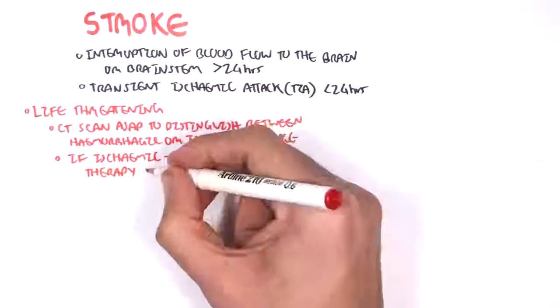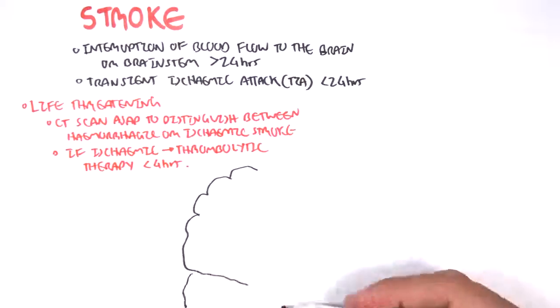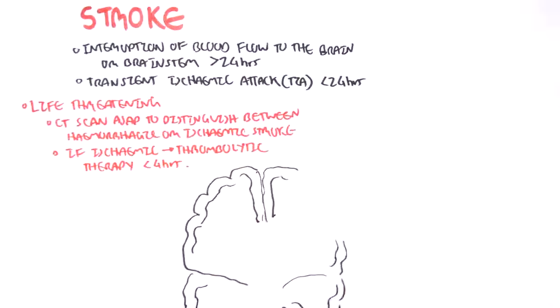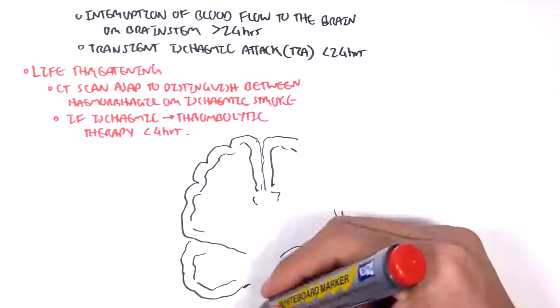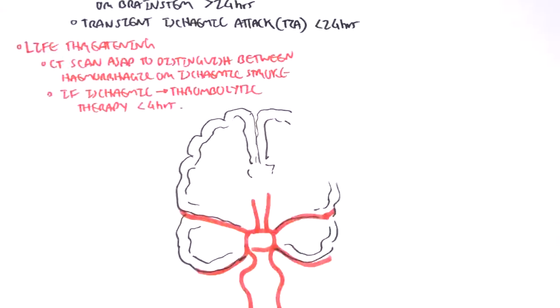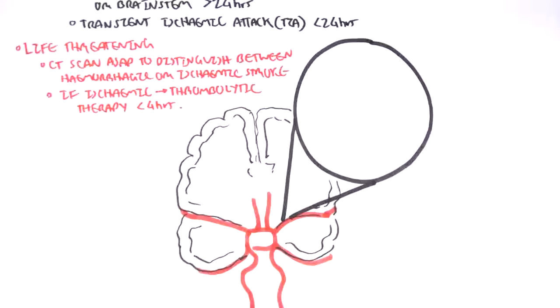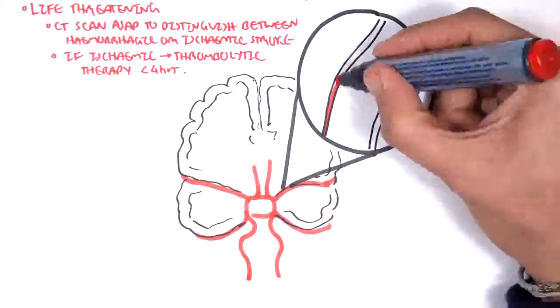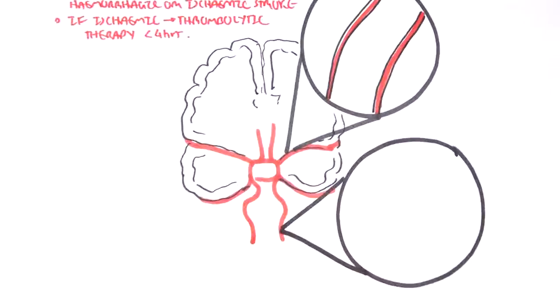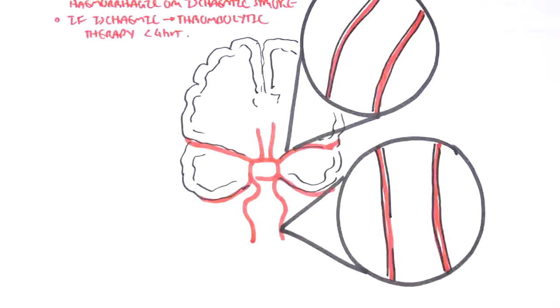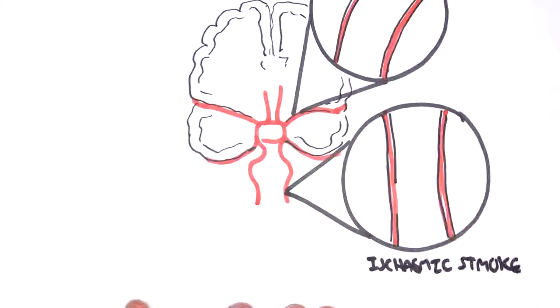Now let's talk about these two types of strokes, ischemic stroke and hemorrhagic stroke. Here I'm cutting a coronal section of the brain. In red are your cerebral arteries. Here is your middle cerebral artery we're zooming into, and this is your internal carotid that joins to the circle of Willis, forms the circle of Willis. Let's first talk about ischemic stroke.